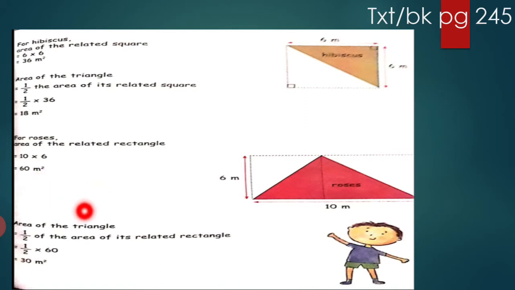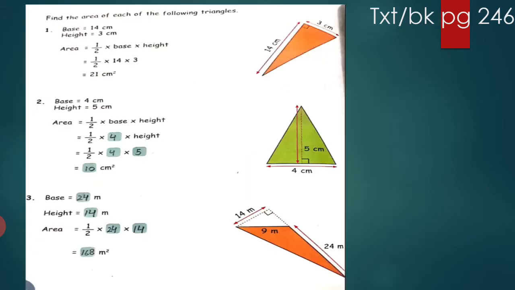And in order to find the area of the triangle, what you have to do is divide 60 meter square by 2. As you can see, half of the area of its related rectangle, half multiplied by 60, comes out to 30 meter square, the area of the triangle where she wants to plant roses.